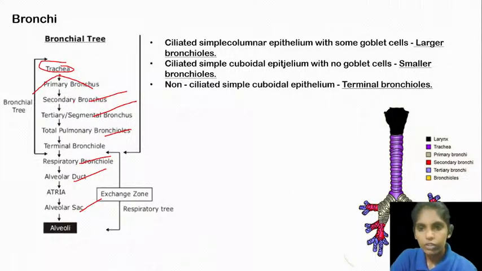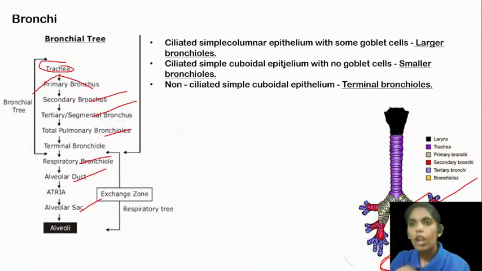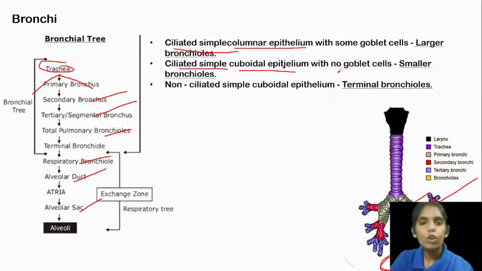So here you can see this is the primary bronchus, and this is the primary bronchus, this is the secondary bronchus, the blue colored ones are the tertiary bronchi, and these small ones are the terminal bronchioles which are present inside the lungs. These terminal bronchioles will continue into alveolar ducts, and these alveolar ducts will continue into the alveolar sacs. The larger bronchioles will contain ciliated simple columnar epithelial cells, and these cells contain goblet cells. Whereas the smaller bronchioles are made up of ciliated cuboidal epithelium, and they do not possess the goblet cells.